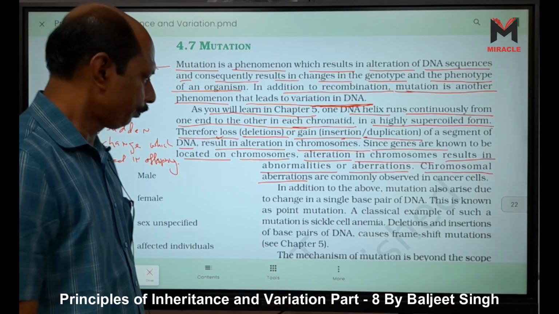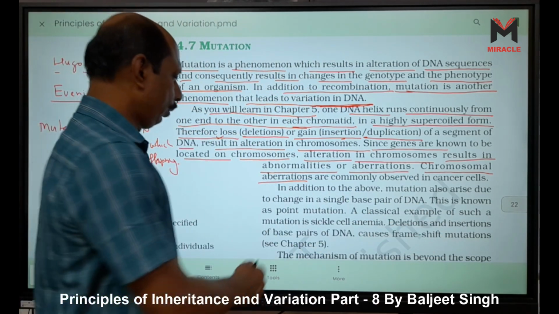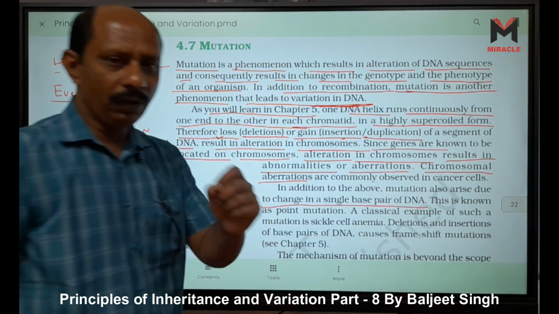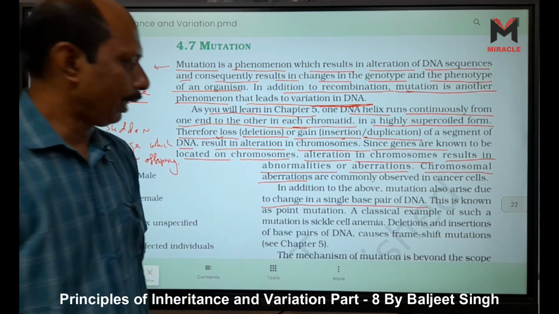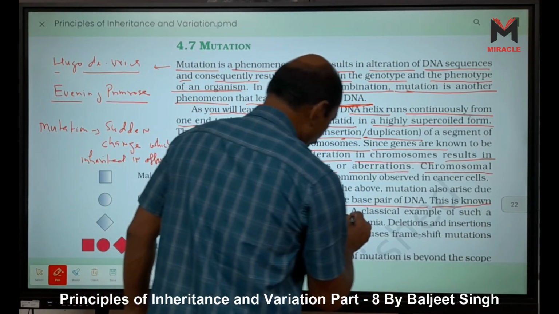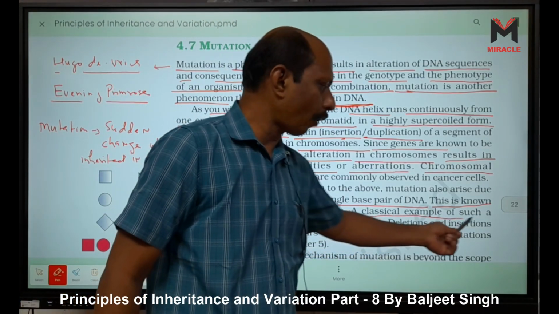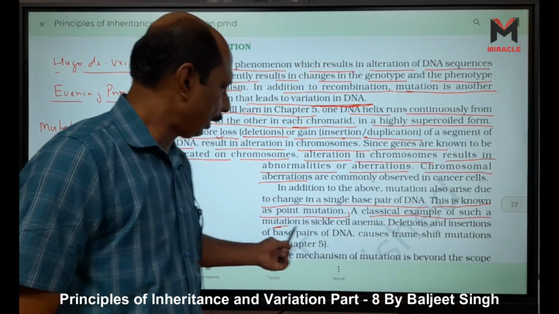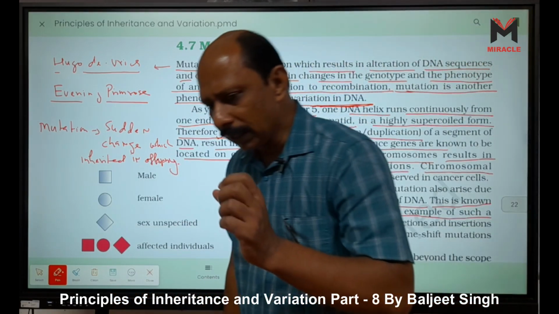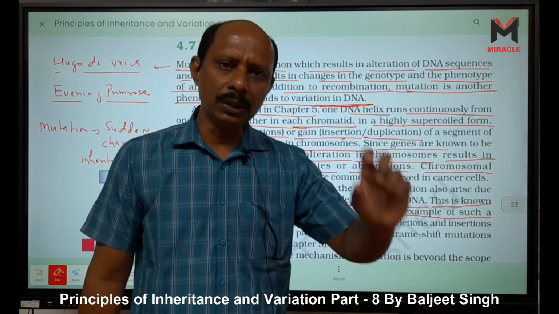In addition to the above, mutation also arises due to change in a single base pair. If a single nucleotide changes, then it is called point mutation, because a specific point is changed, right? A classical example of such a mutation is sickle cell anemia. What happens here? Only a single nucleotide is replaced. Which one is replaced? A is replaced by U.